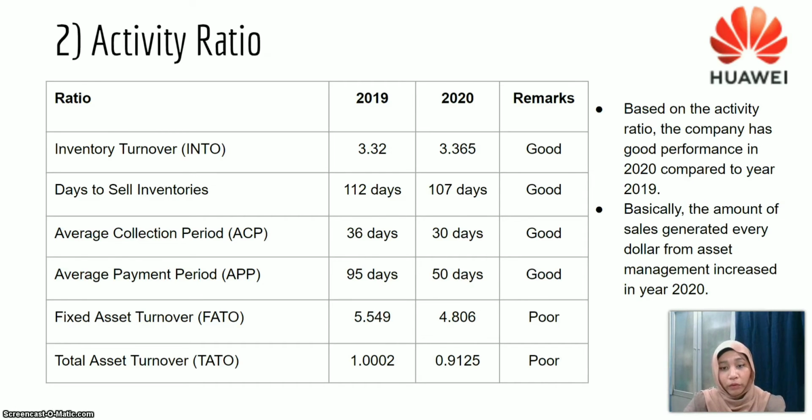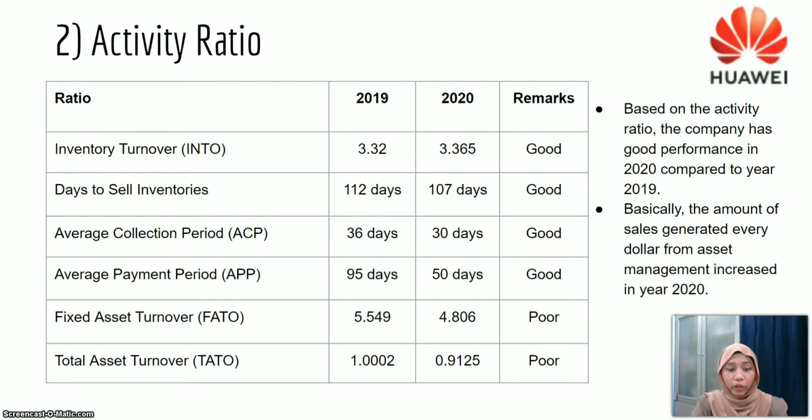Higher ratio is more favorable. So the formula would be sales divided by fixed assets. In year 2020, we can see that the company has a ratio of 4.806 times compared to 2019, which is 5.549. So the company shows poor performance.